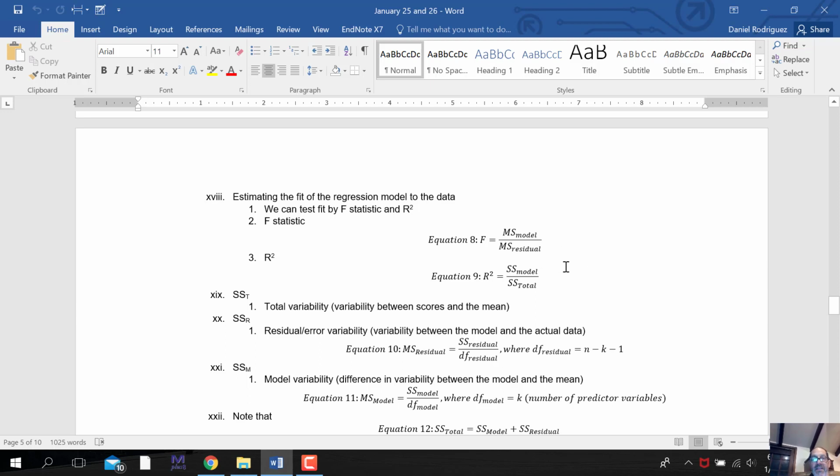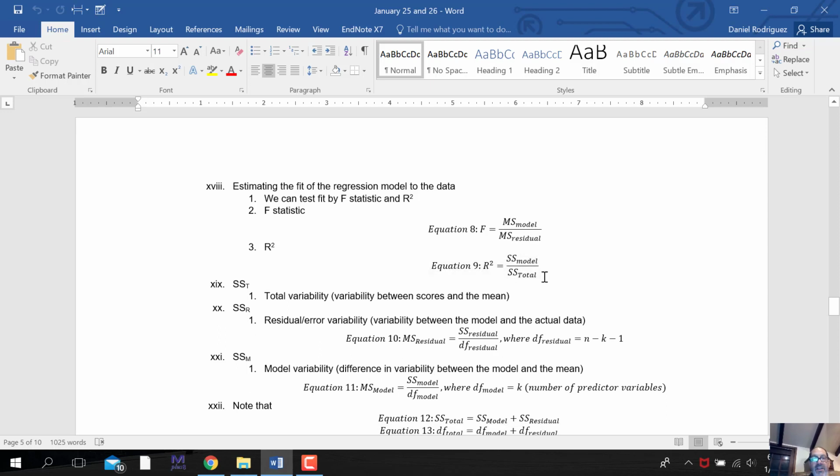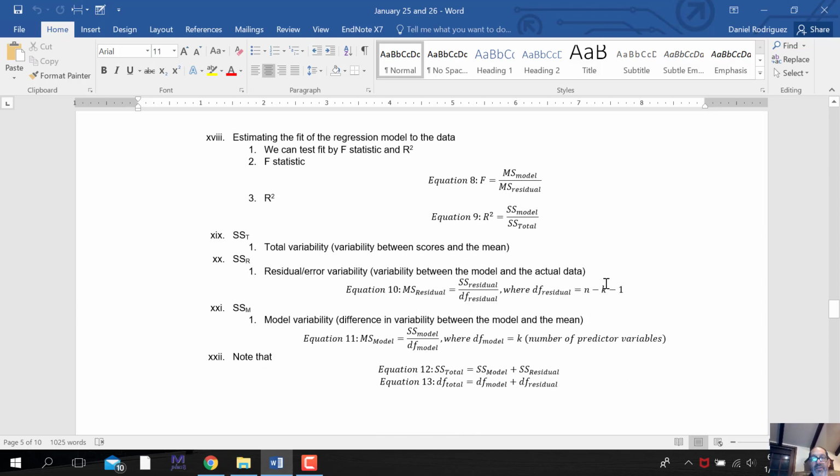The F statistic, if you recall from analysis of variance, and I'm sure you've seen this before if you took any stats course, is the mean square model divided by the mean square residual. And just as I mentioned a moment ago, all test statistics are model divided by error. So residual is synonymous with error. And this is the R square I just mentioned. The way it's calculated here is the sum of squares of the model divided by the sum of squares total.